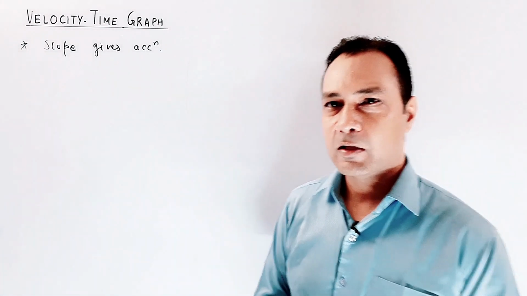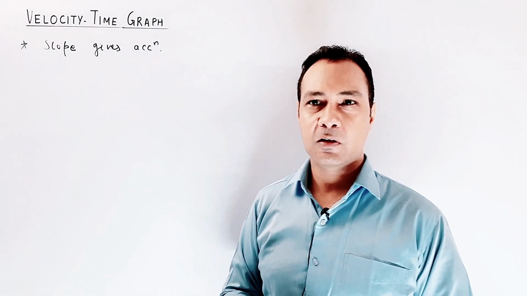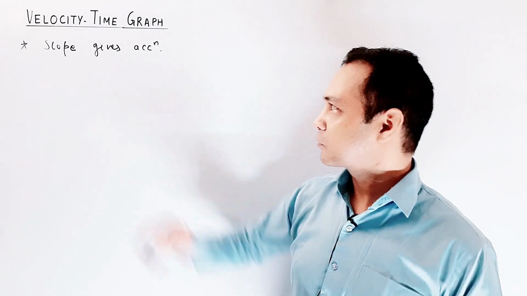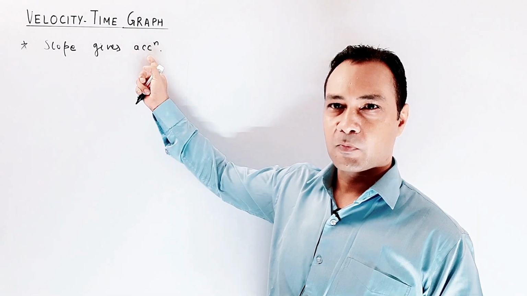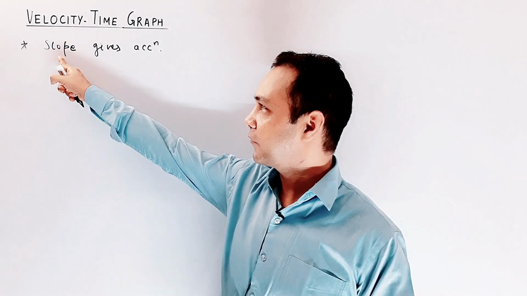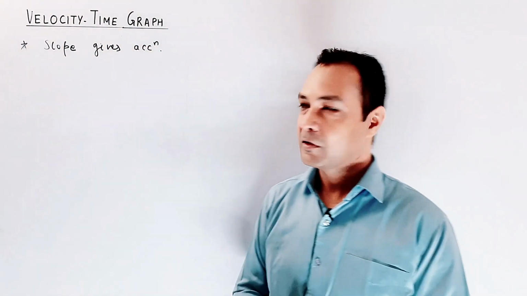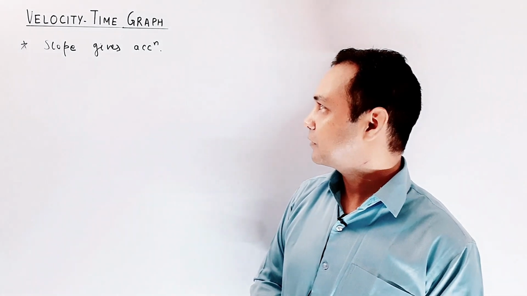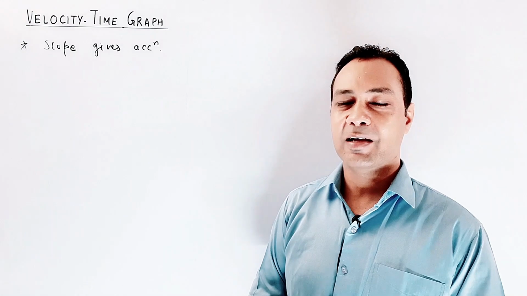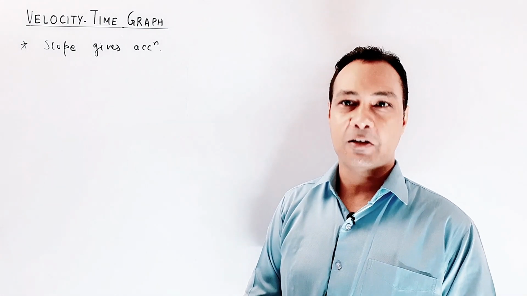And you know one thing, that if the graph is a straight line, it has a uniform slope everywhere. Slope is acceleration. If acceleration is uniform, it means the slope is uniform everywhere, which means the graph is a straight line. So what we can say is that the v-t graph for uniformly accelerated motion would be a straight line.